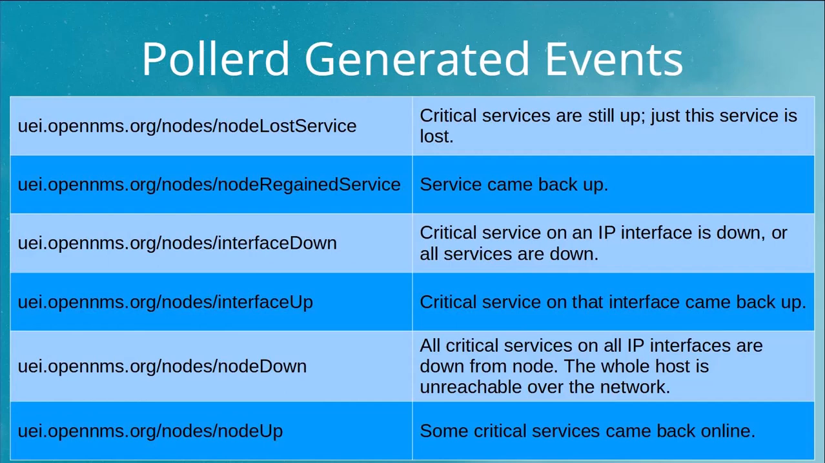Interface down, a critical service on an IP interface is down, or all services are down on the IP interface. Interface up, the critical service on that interface came back up. Node down, where all critical services on all IP interfaces are down. The whole host is unreachable over the network. Node up, some critical services came back online.